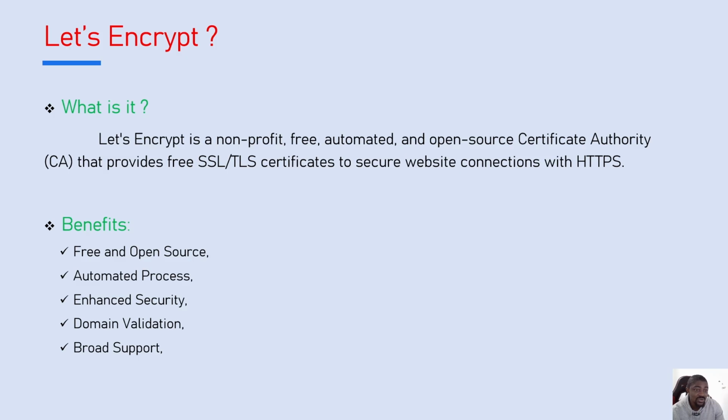So the benefits of Let's Encrypt are, as we said, it is free and open source. The process of generating a Let's Encrypt certificate is very automated. From your FortiGate device, you just have a few clicks to do and you have your certificates. Enhanced security, as we said, is to secure your HTTPS communication. You will secure some services like VPN, DNS, user authentication. We'll talk about this in the next slides.